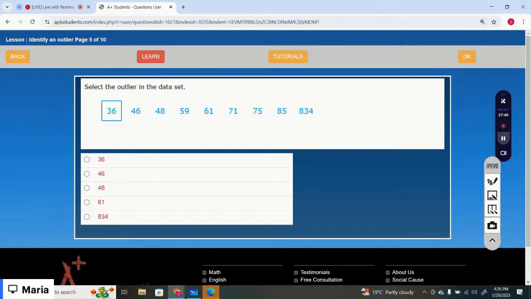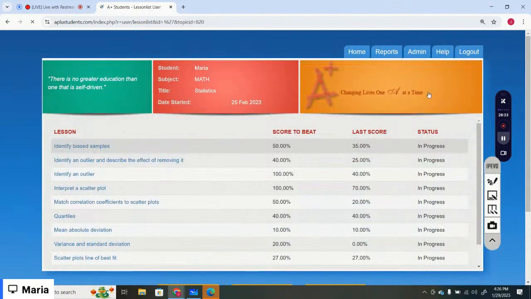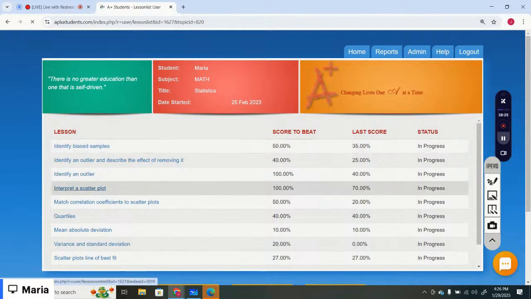Select the outlier in the dataset. That is 834. I think you can complete the lesson on your own. That is too easy. Let's just move on to the next lesson. The next lesson is interpret a scatter plot.